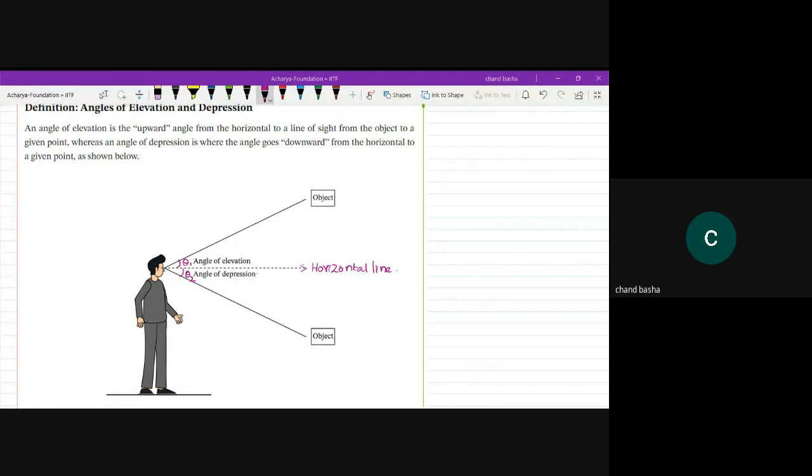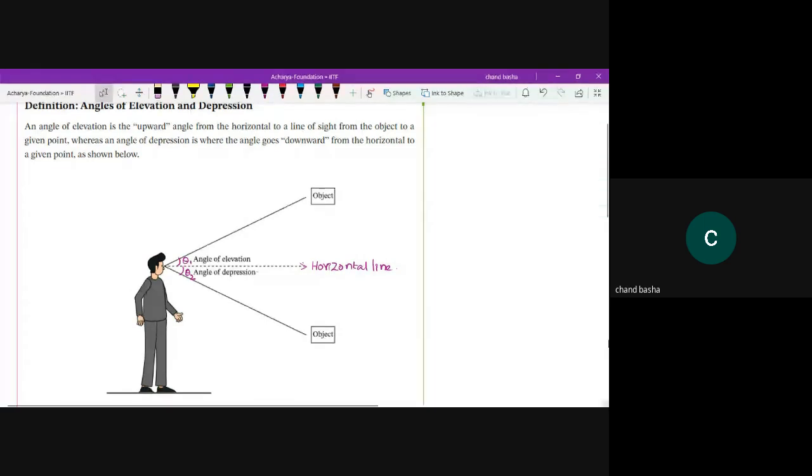Is there any doubt regarding this concept, guys? Shall I go for the problems? Let's have the examples related to this concept. But before going to that, Ritvik, what is the definition of the tangent function?